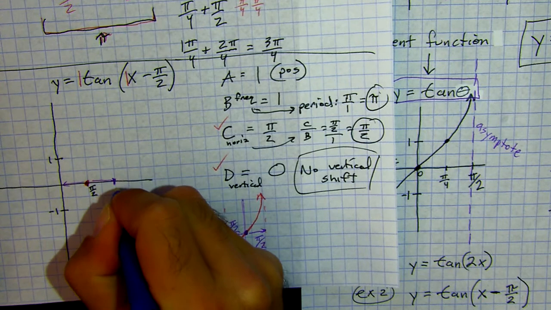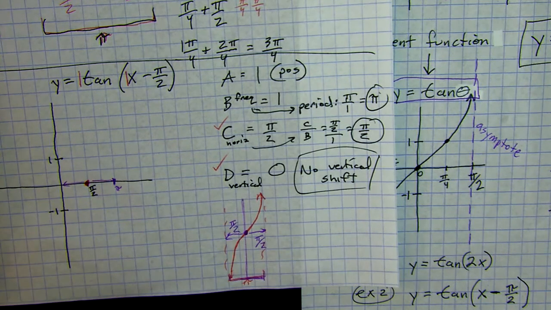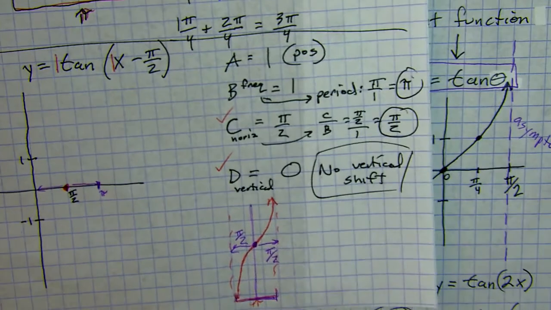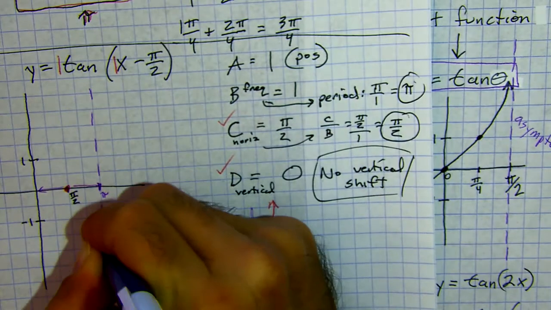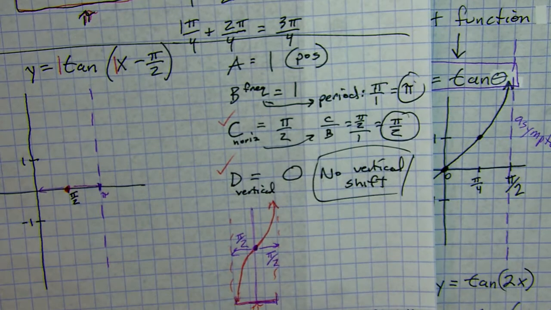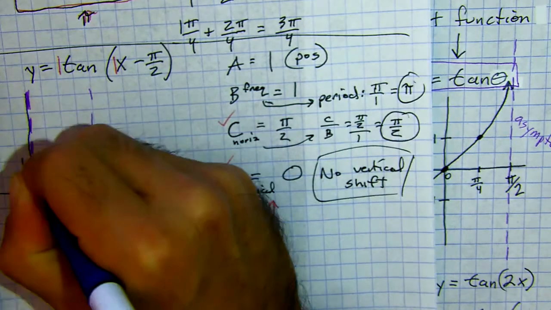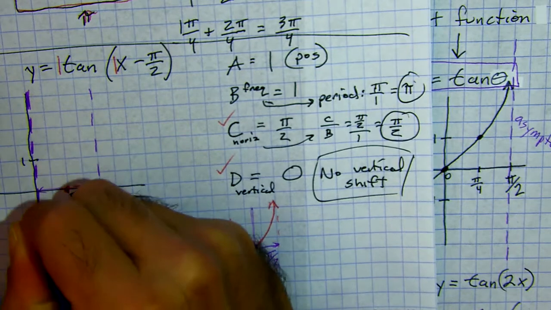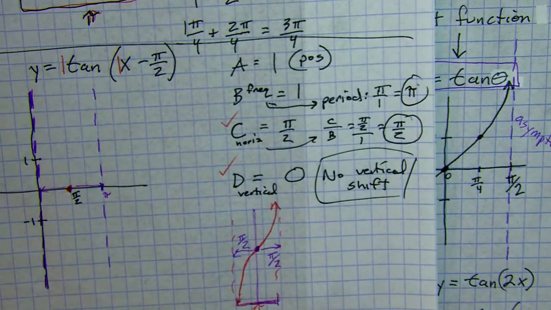So this point over here, where my right asymptote is going to be at pi. Let's make a dashed line there. If I go to the left pi over 2, I end up at my y-axis. So let's put an asymptote there. You kind of see that. All right.